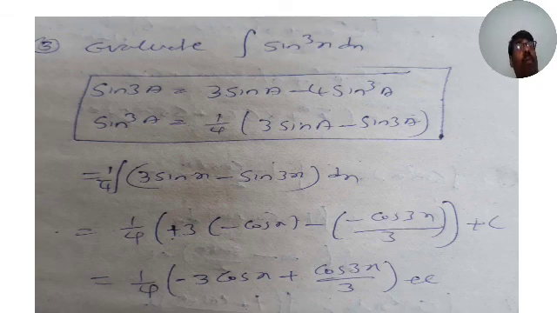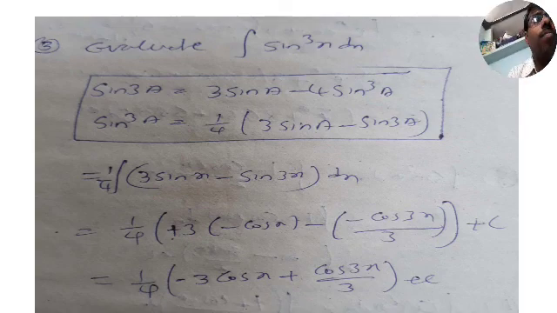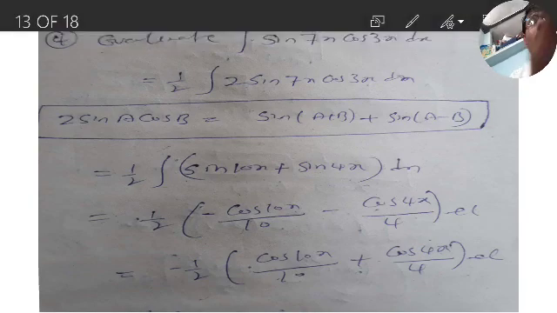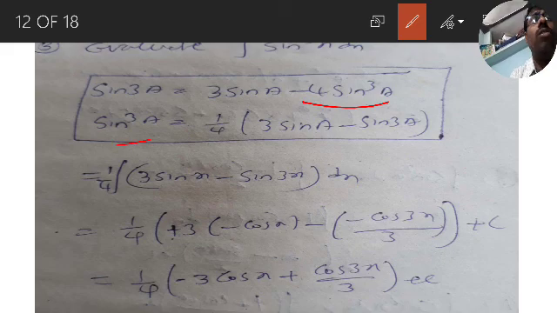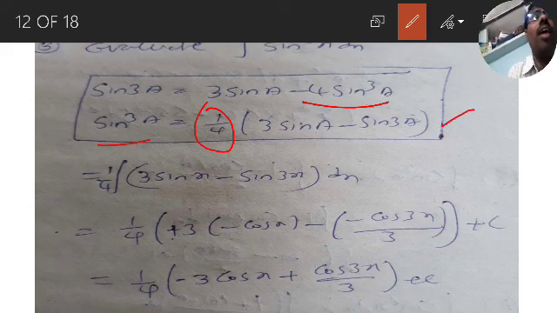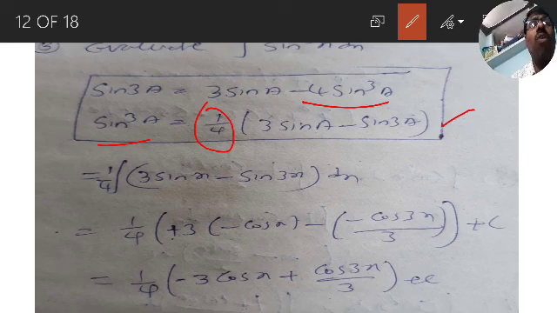Record the formula for multiple angles. Sine 3a is 3 sine a minus 4 sine cube a. From this, if you take minus 4 sine cube a to that side, sine cube a is equal to 1 by 4 into 3 sine a minus sine 3a. Now substitute x in place of a: sine cube x is 1 by 4, constant outside, 3 sine x minus sine 3x.